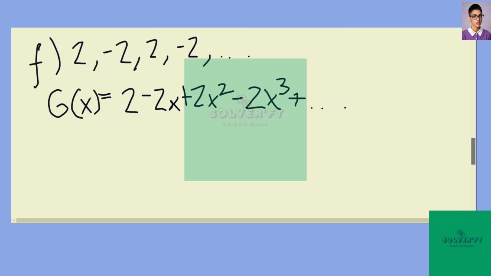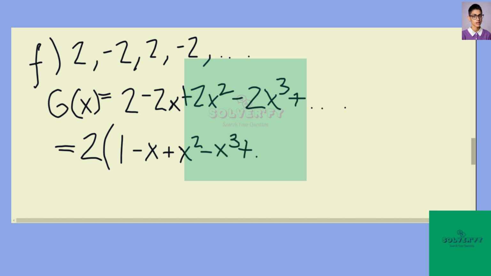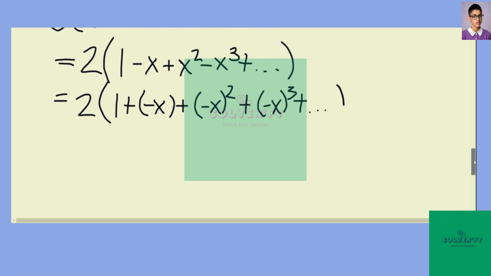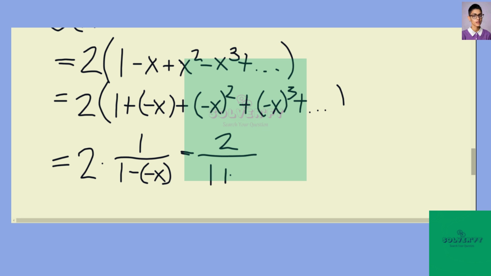If we factor out a 2, we have 2 times 1 minus x plus x squared minus x cubed, and so on. We have that this is the same as 2 times 1 plus negative x plus negative x squared plus negative x cubed, and so on. And this is equal to, by a theorem, 2 times 1 over 1 minus negative x, which is equal to 2 over 1 plus x.